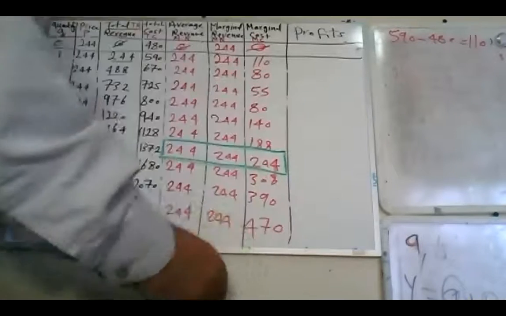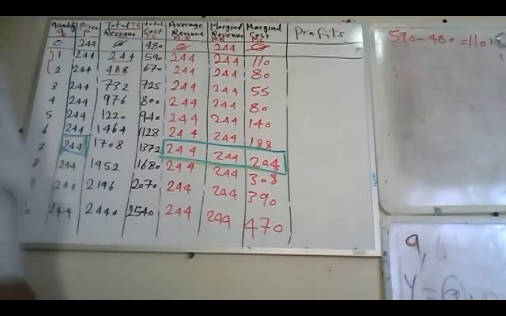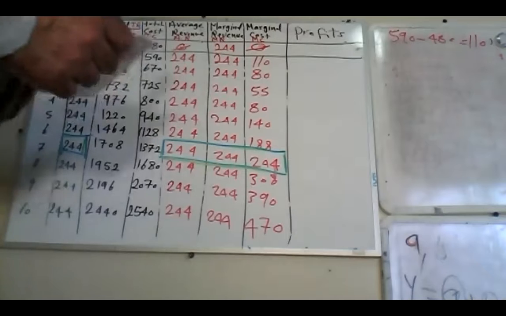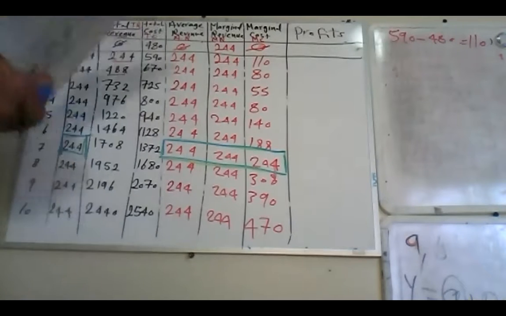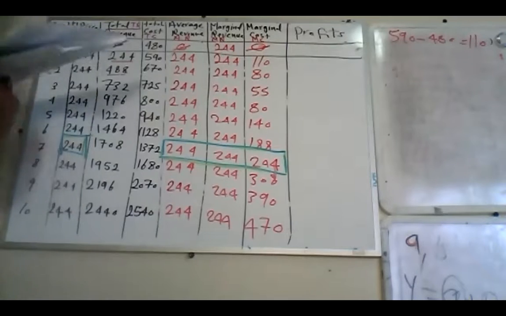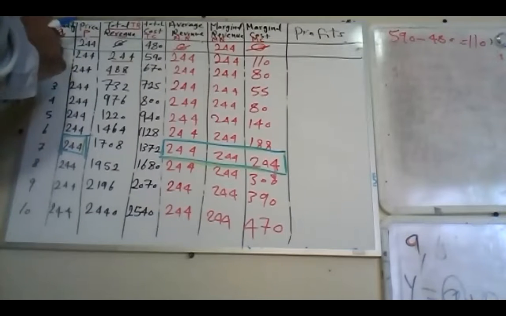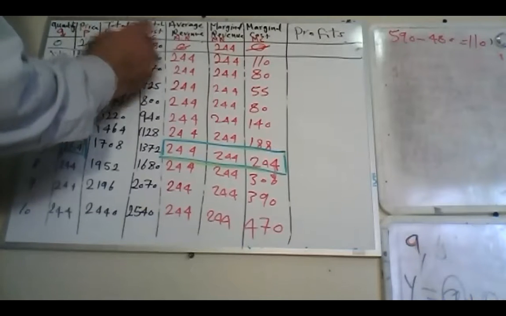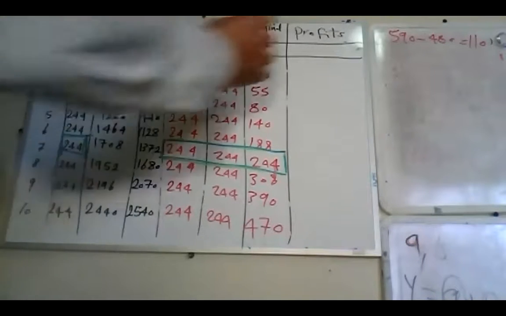Now let's go for the profits, because this is supposed to be the highest point of profits in the perfect market competition. So the first point here, as an example, is for the profits at this point. If I say that at this point the total revenues is 0 and the total costs are 480, what do you think about the profits?